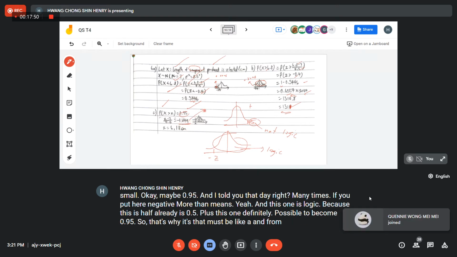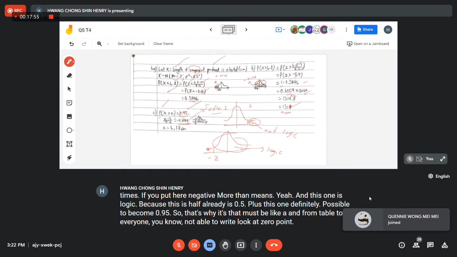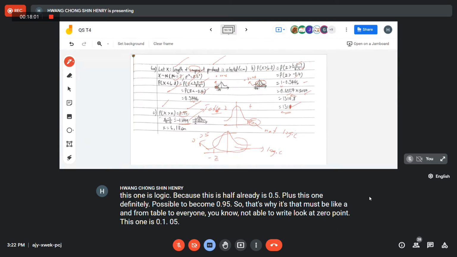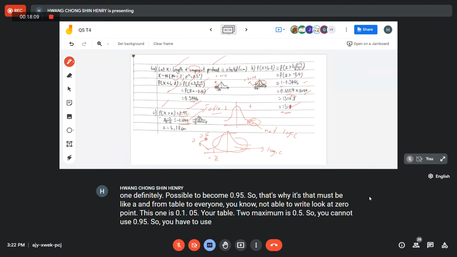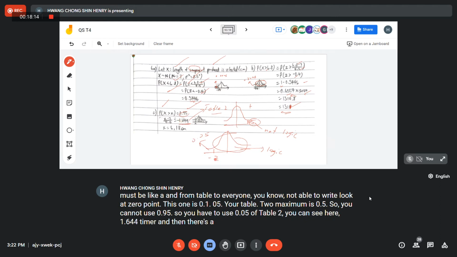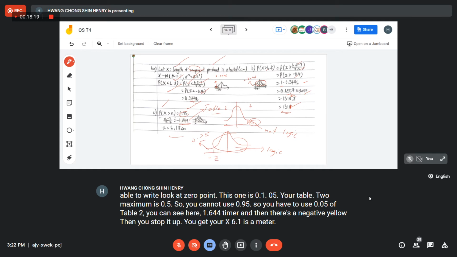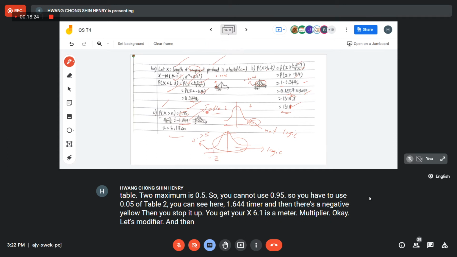And from table 2, everyone, you know table 2, right? You look at 0. This one is 0. What? 0.5. Your table 2 maximum is 0.5. So you cannot use 0.95. So you have to use 0.05. From table 2, you can see here 1.644. And then there's a negative here. Then you solve it up. You get your X 6.18 centimeter. Multiply first. And then you plus 7. Okay, any question? Number 6.